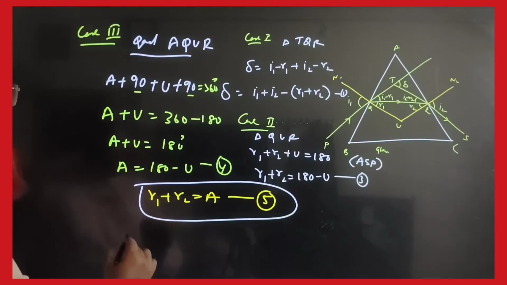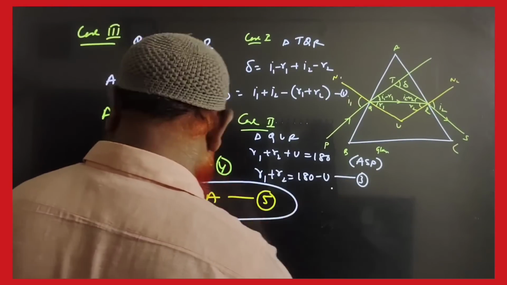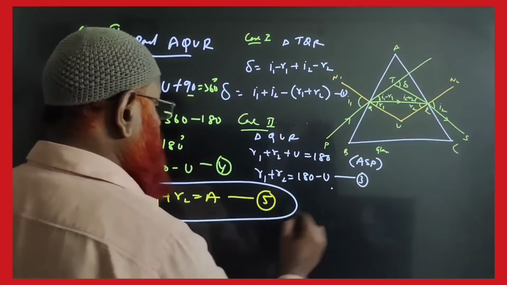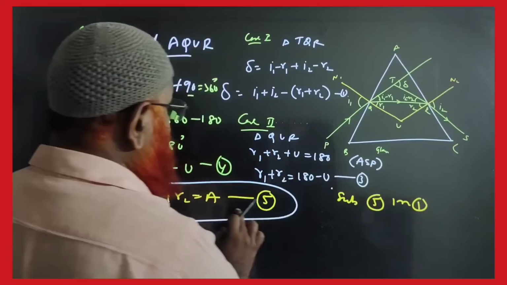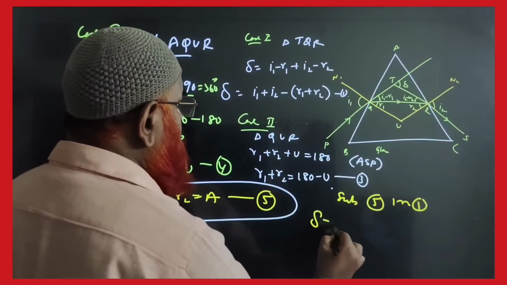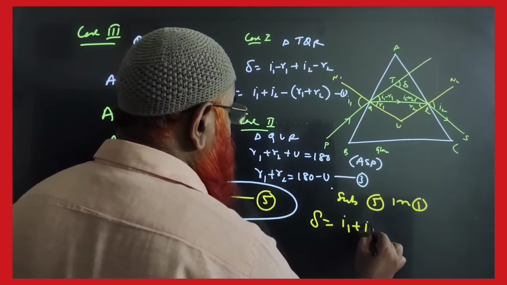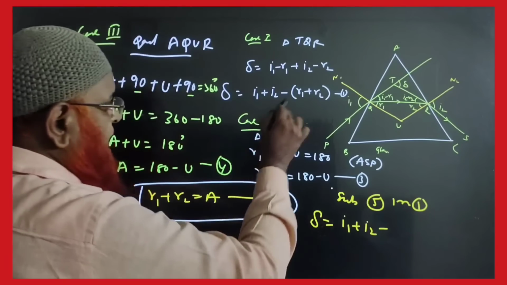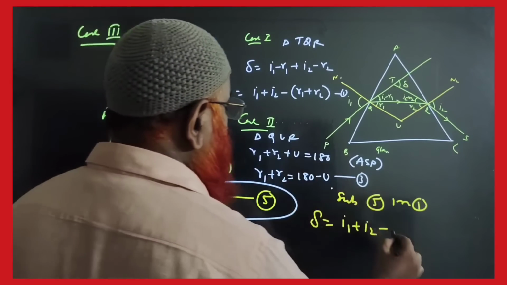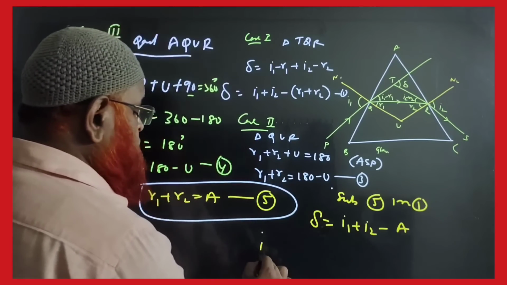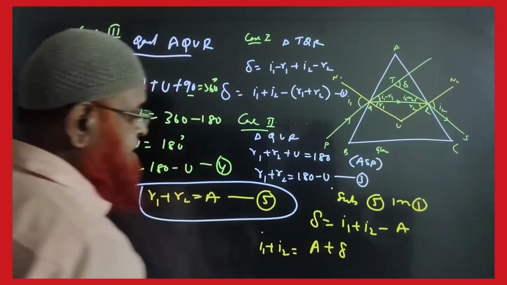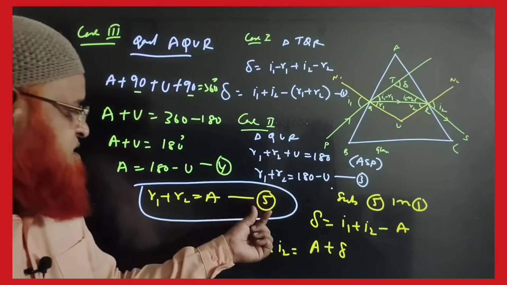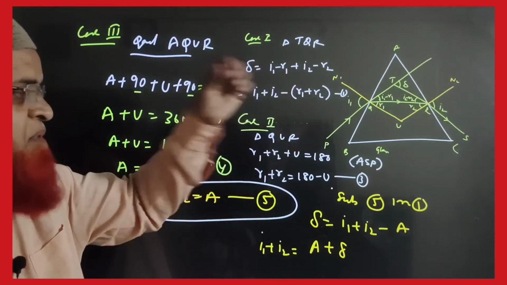Now what am I going to do? Substitute equation 5 in 1. So delta is equal to I1 plus I2 minus R1 plus R2, and R1 plus R2 is equal to A, no? So here we write A. So I1 plus I2 is equal to A plus delta. Understood? Just R1 plus R2 is equal to A, so here I am writing A.